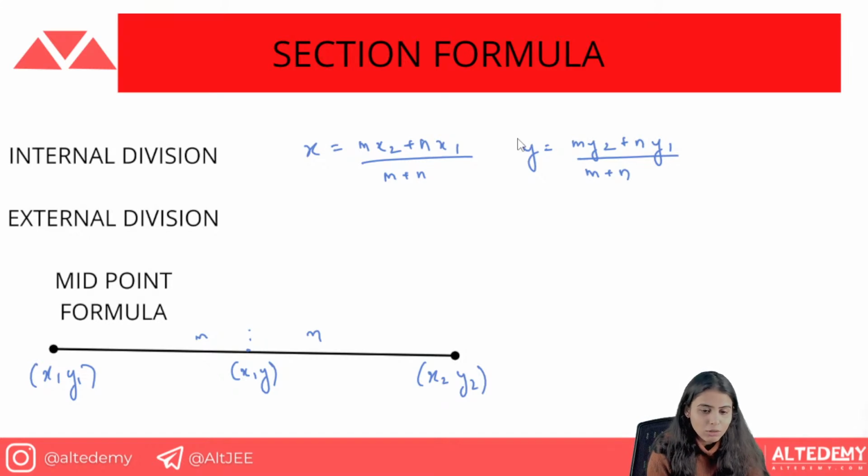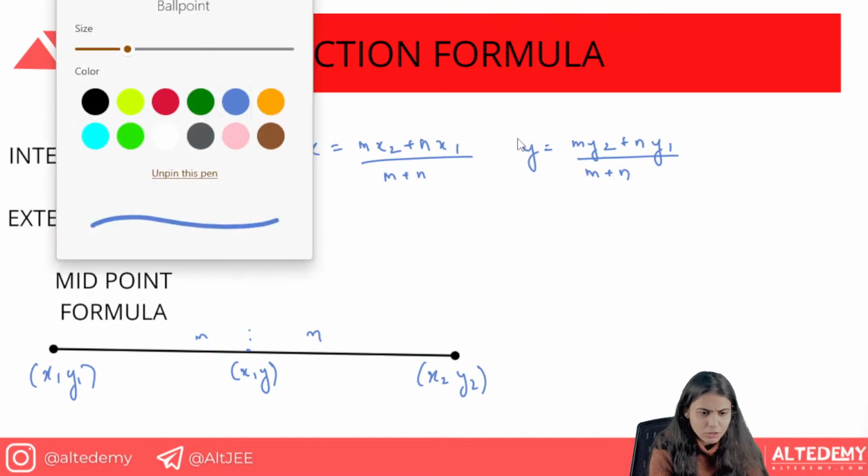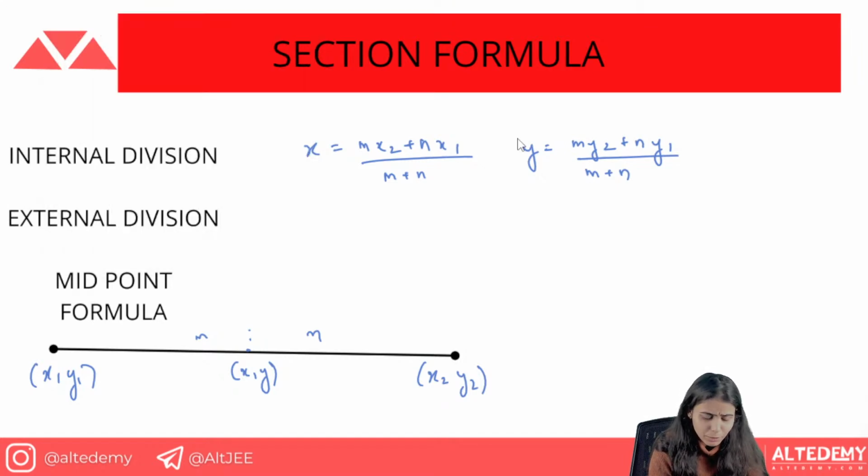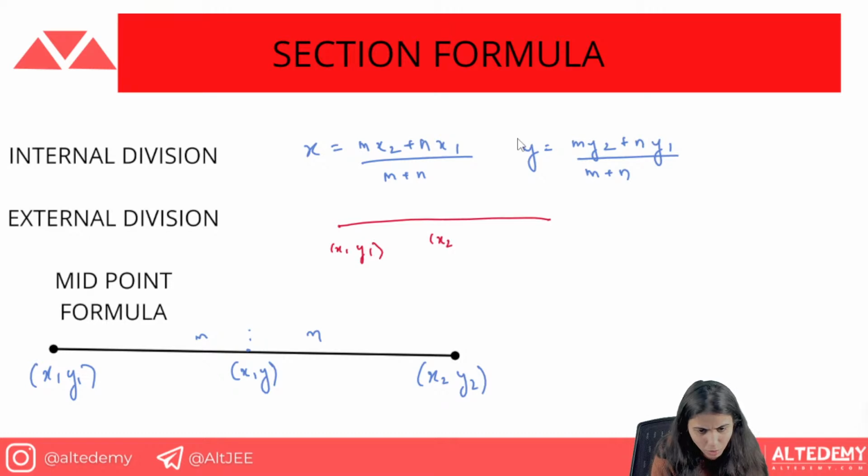Okay, now talking about the external division, let me just change the color of the pen so that you don't get confused, because we are considering the same line segment. So here let's just suppose that the point is lying at this point, so let's draw another line. Why make a mess? So we have this line. The line looks like x1 y1, x2 y2, and here we have this point, that is x and y.